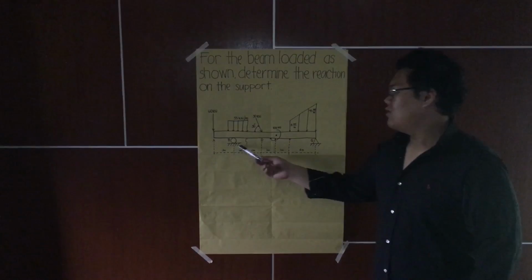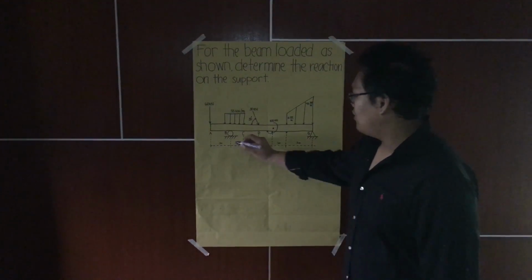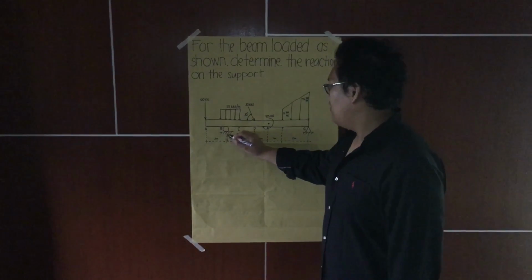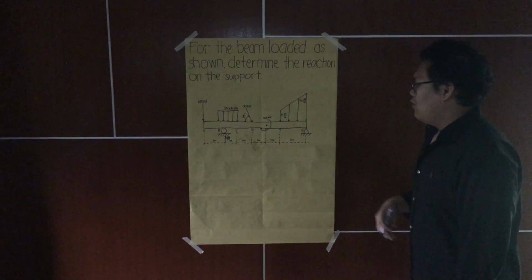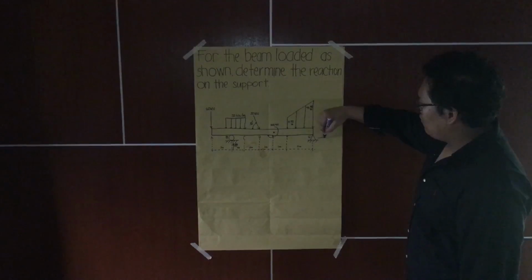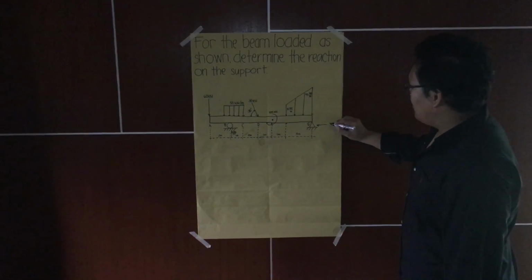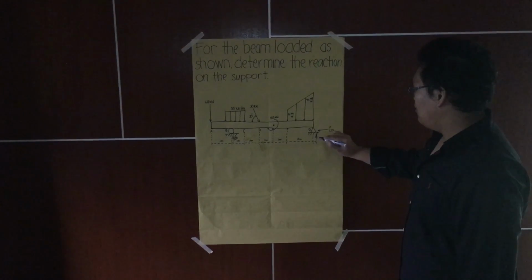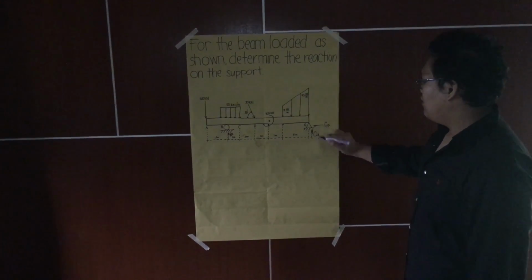For this roller, we have one reaction that is going upward. We can name this RB. While for the hinge support, we have one reaction that is going to the left, which we can name GX, and one going upward, which we can name GY.